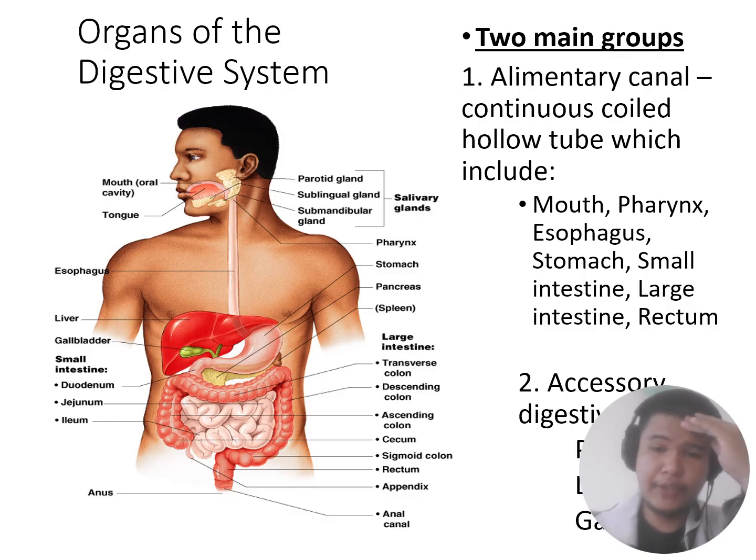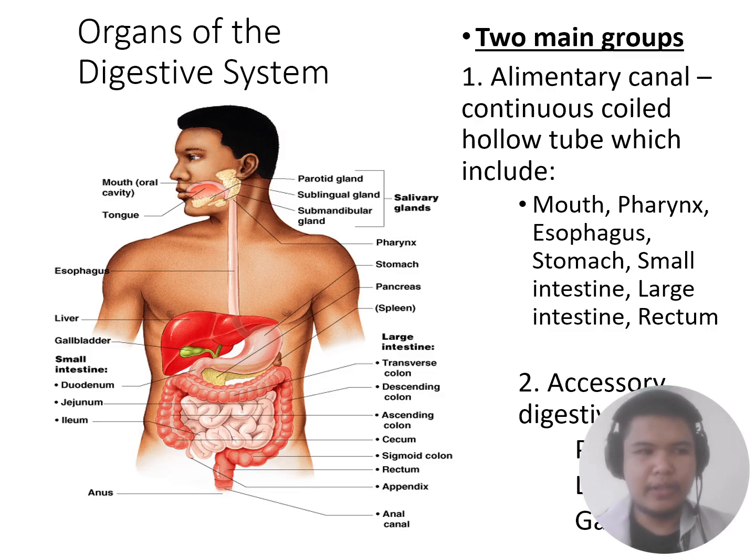There are two main groups of organs in our digestive system. The first one is the alimentary canal, or the continuous coiled hollow tube extending from our mouth down to our rectum and anus. So it is just a singular tube that is being bent here and there, and it is hollow for food to enter, or our waste as well, in the lower ends of this hollow tube.